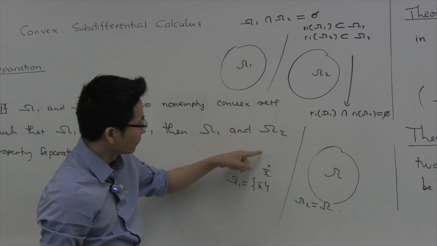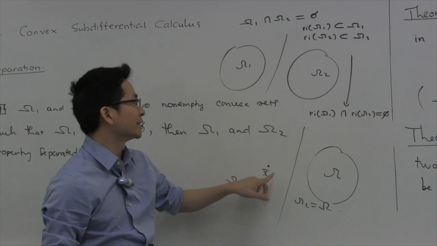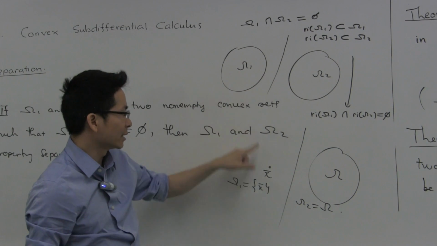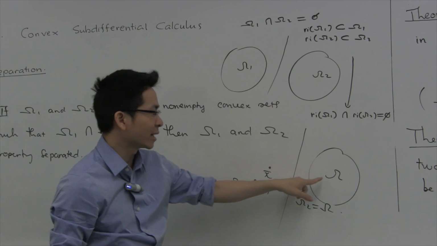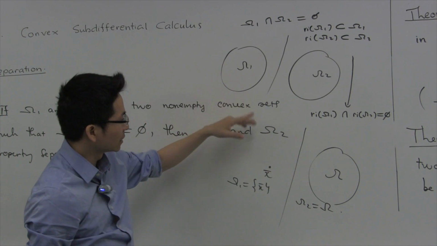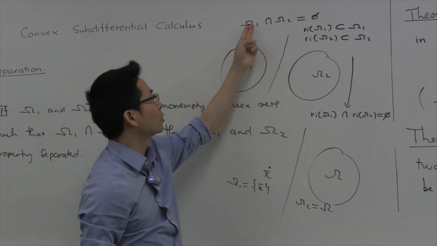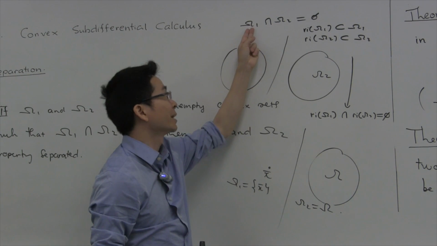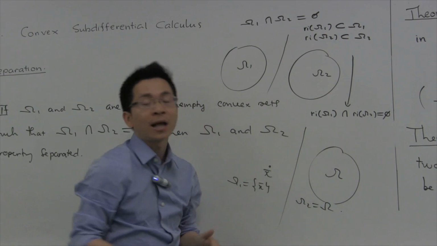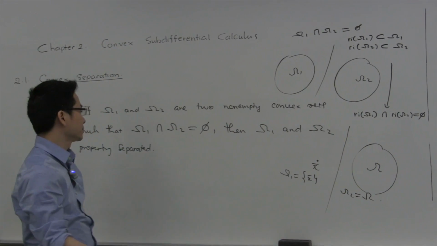Alternatively, we can view this as an example of the first case, because in this case omega 1 is a singleton set and omega 2 is an arbitrary set, so the intersection of omega 1 and omega 2 is empty. Therefore, you can separate omega 1 and omega 2 by a hyperplane.